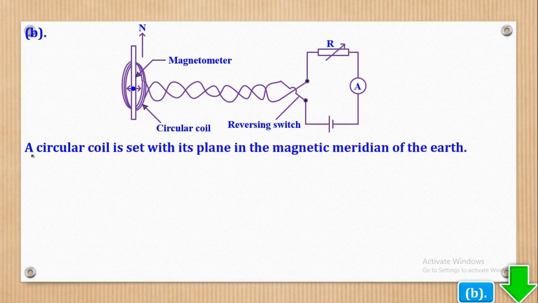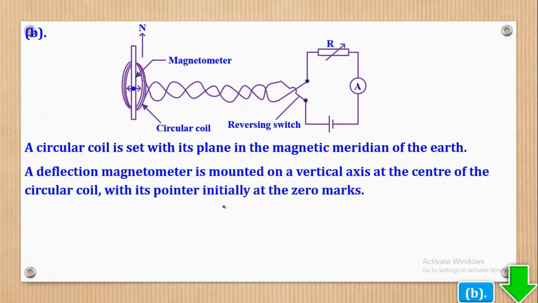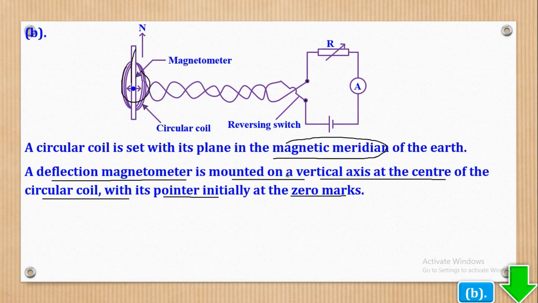So we shall now say that a circular coil is set with its plane in the magnetic meridian of the Earth. Then we shall say that the deflection magnetometer is mounted on a vertical axis at the center of the circular coil with its pointer initially at the 0 max. So this is the magnetometer mounted on the circular coil. But remember, the circular coil has to be in the magnetic meridian for this magnetometer to read 0 max.